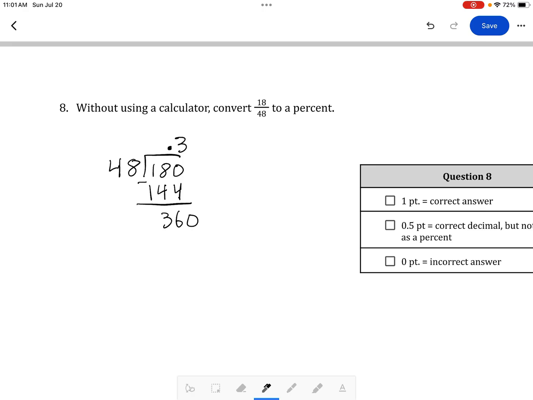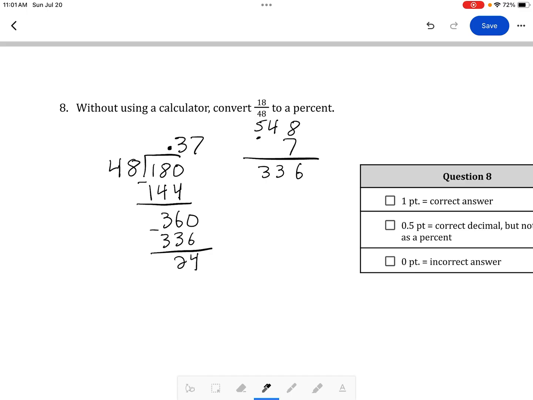7 times. And I know that 7 times 48, if I do multiplication over here, 7 times 48, 8 times 7 is 56. 5, bring over the 5 here. 7 times 4 is 28. And 28 plus 5 is 33. So that gives me 336. Now I'm going to go ahead and subtract 360 minus 336. That's going to give me 24.